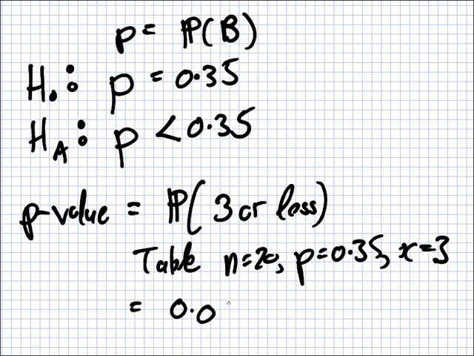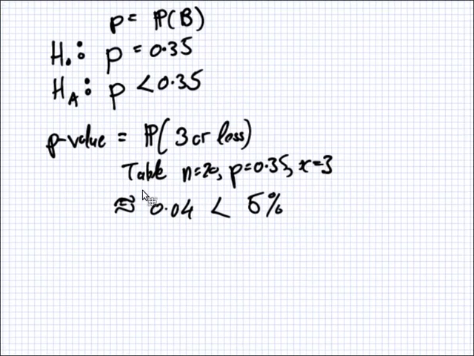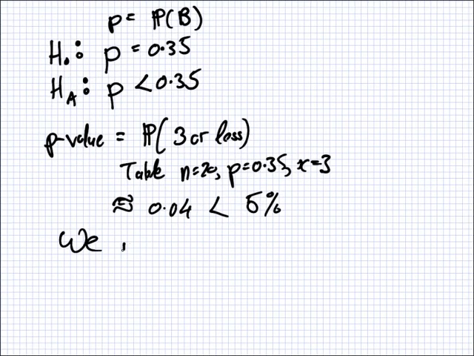0.98. 0.0. What the fudge? 0.44. Roughly 0.04, which is less than 5%. And so, what is our conclusion? Yeah, we reject the null hypothesis.